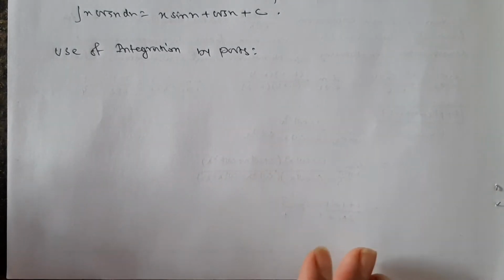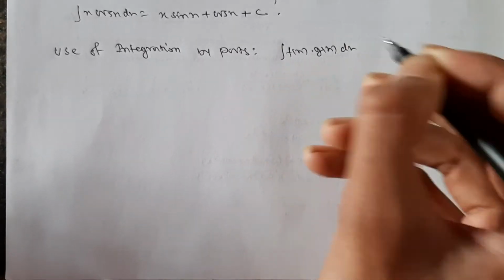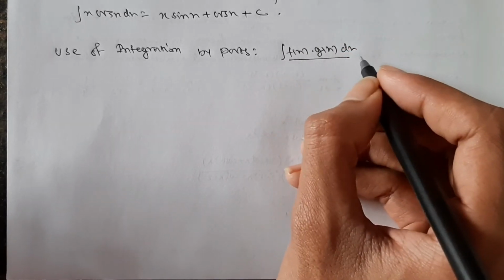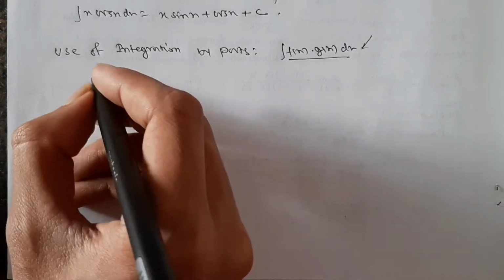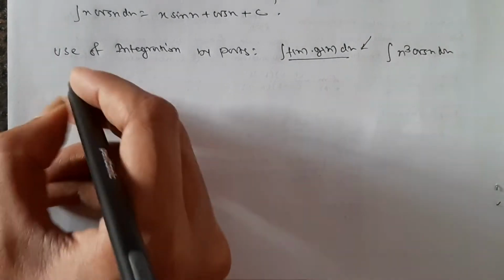Actually, we have to know where to use integration by parts, because there are several methods in integration, like substitution, trigonometric substitution, and several other processes. So we have to have a clear idea about where to use integration by parts. If a function is like f of x and g of x multiplied, dx, and we cannot substitute there, then we obviously use the integration by parts rule, like x cube cos x dx.